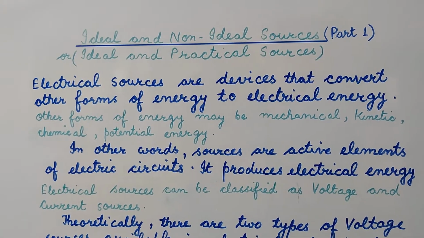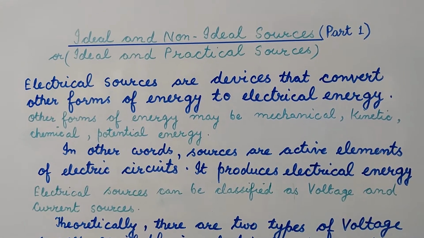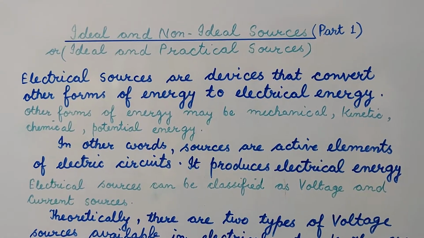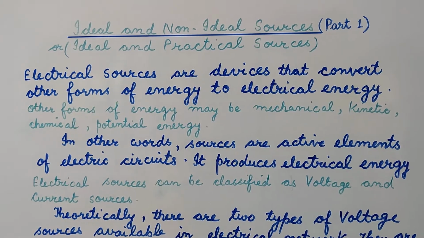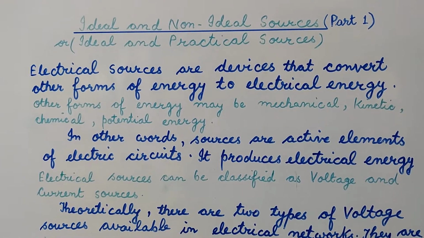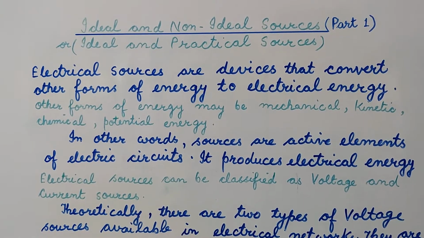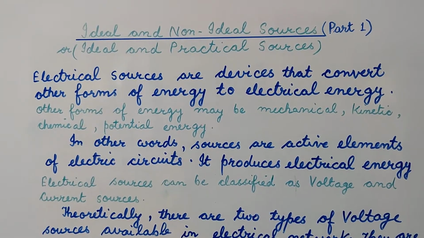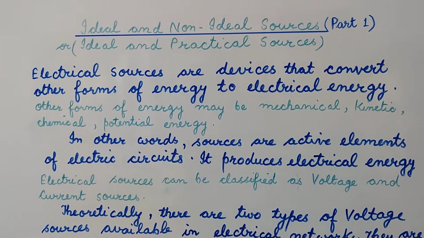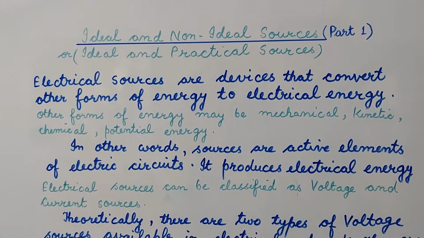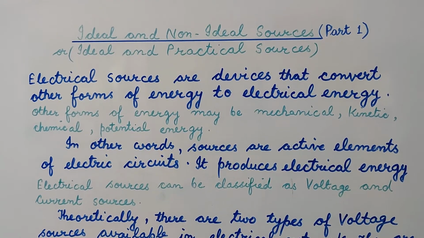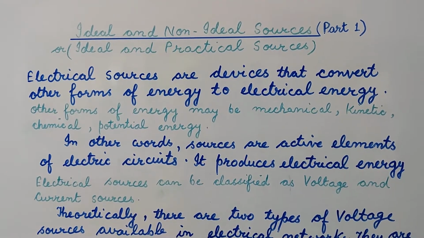In today's lecture, we will be discussing the ideal and the non-ideal sources. The non-ideal sources are also known as the practical sources. The electrical sources are the devices that convert other forms of energy to electrical energy. The other forms of energy may be mechanical, kinetic, chemical, potential energy, etc.